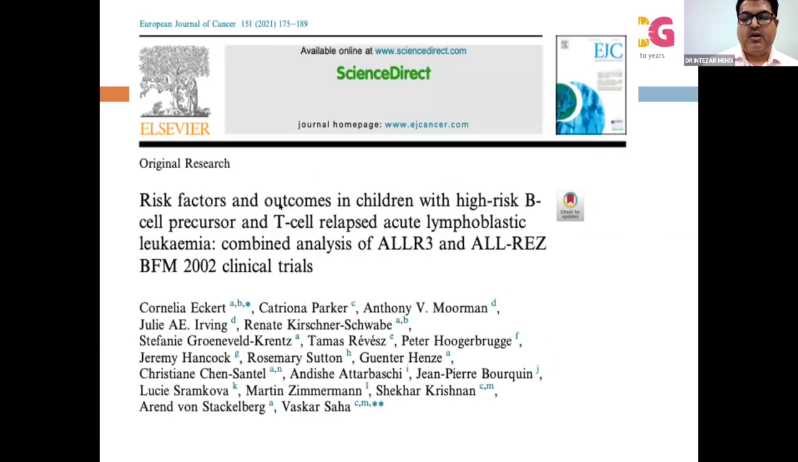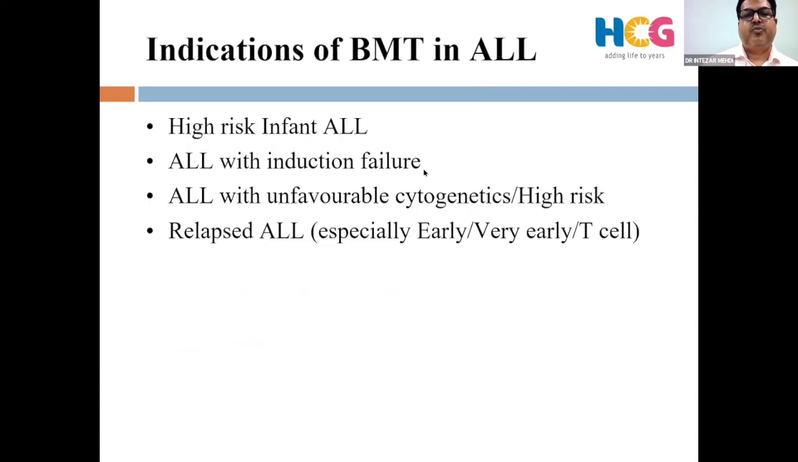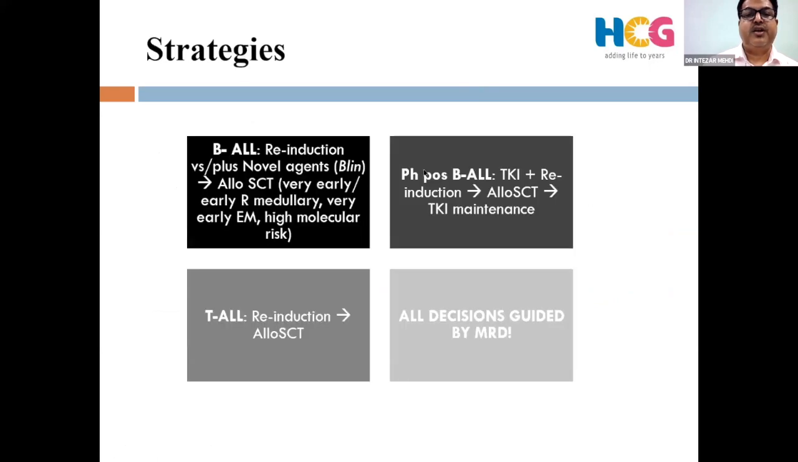And these are the results of both the ALL-R3 and ALL-REZ BFM 2002 clinical trials for relapsed ALL. As you can see in the comparison, UKALL-R3 has a 3-year progression-free survival of 65%, overall survival 69%, about 240 patients. ALL-REZ had 540 patients, with 5-year survival of 60 to 69%, and then the COG group. So as you can see, in all the groups about 60% are able to achieve either 3 or 5 years event-free or progression-free survival. So many patients require BMT: high-risk infantile ALL, ALL with induction failure, ALL with unfavorable cytogenetics, high risk and relapsed ALL, especially early, very early, and T-cell.